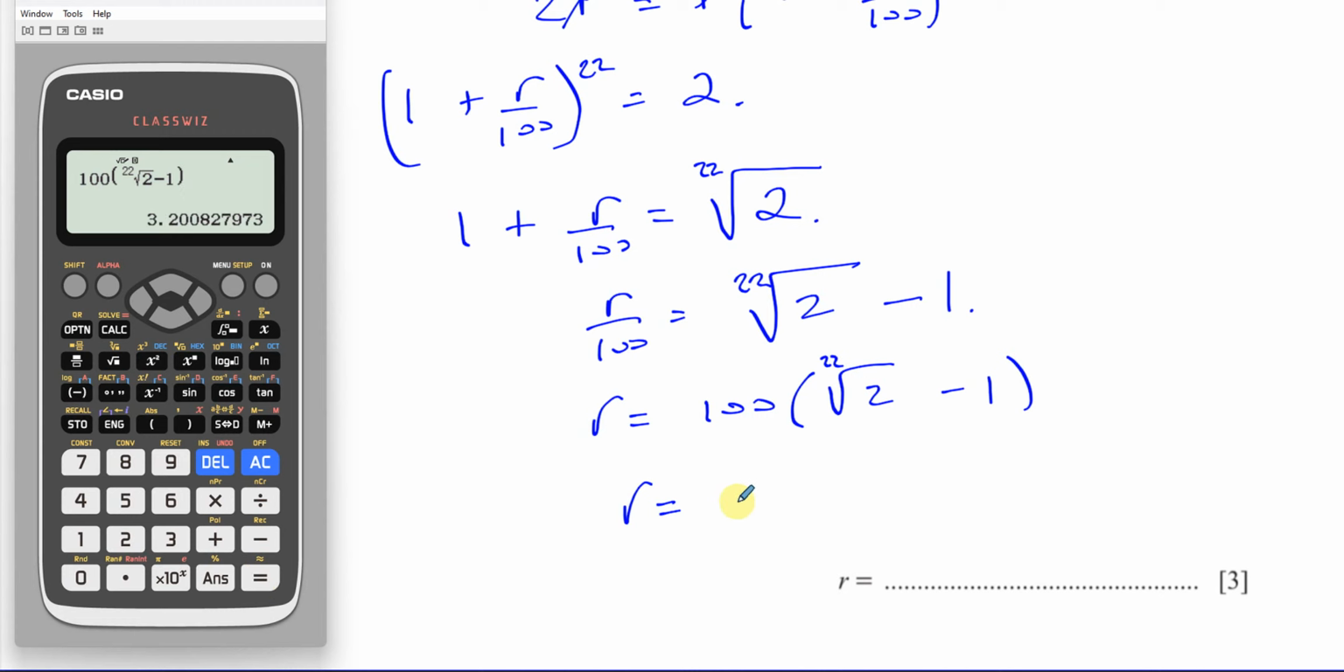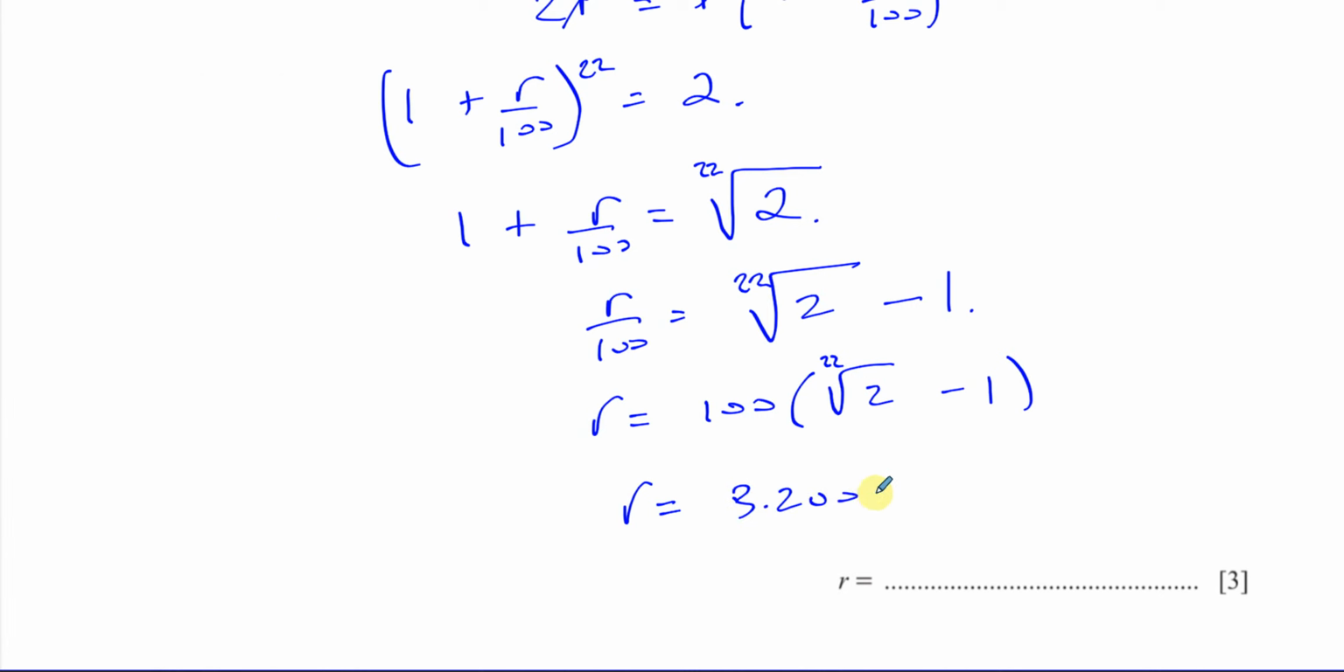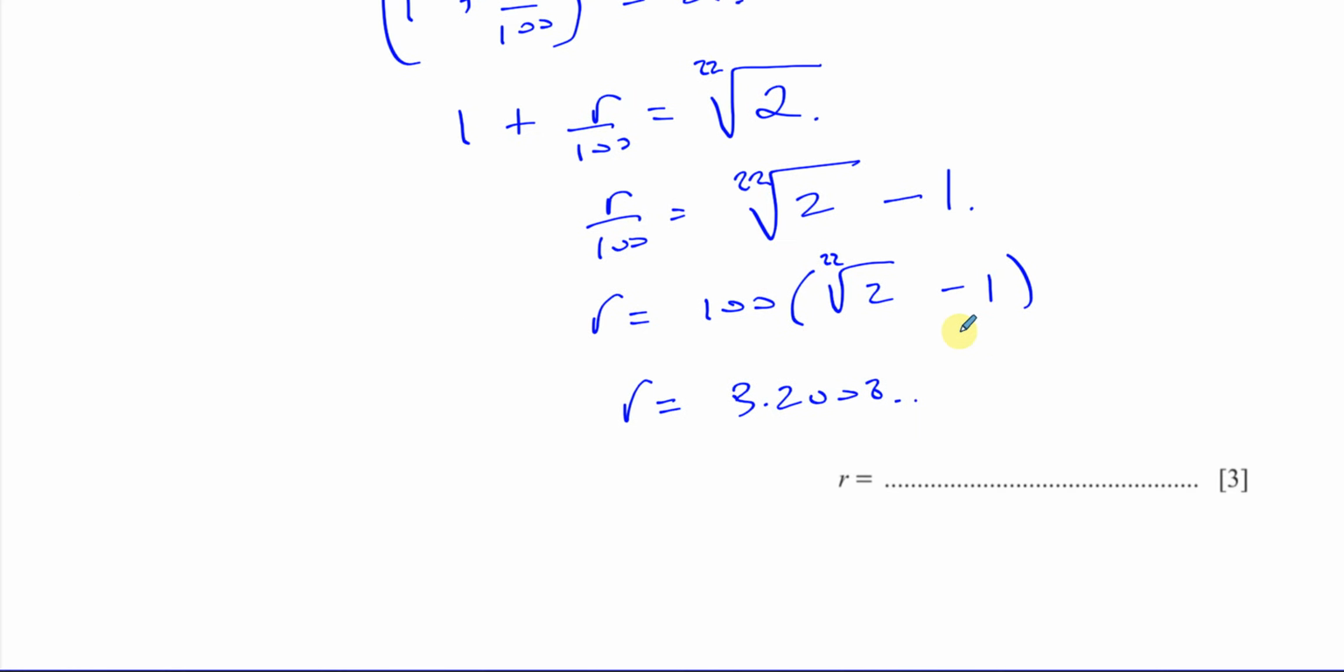3.2008. 3.2008 continues. Now, did they say how to round it? No, so we should put it to 3SF, which would be 3.20. So there's the answer to part C.